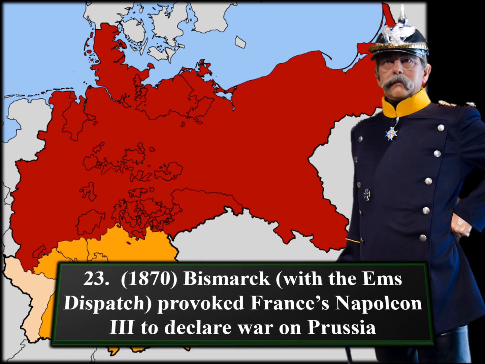In 1870, Bismarck, with the Ems dispatch, will be able to pretty much do the same thing he did with Austria before: provoke France's Napoleon III to declare war on Prussia. This happens over a series of things that you're going to read more about in your textbook and in your packet, but ultimately he snubs a French official. The French official reports back what had happened at this summit meeting, and ultimately Napoleon III feels insulted by the move, and so he declares war on Prussia.